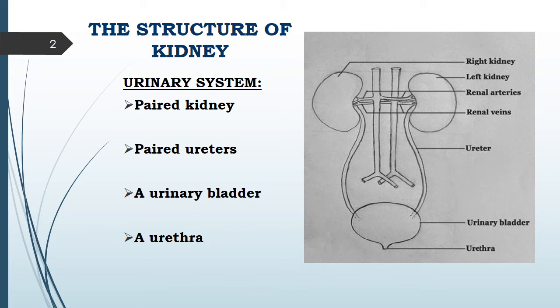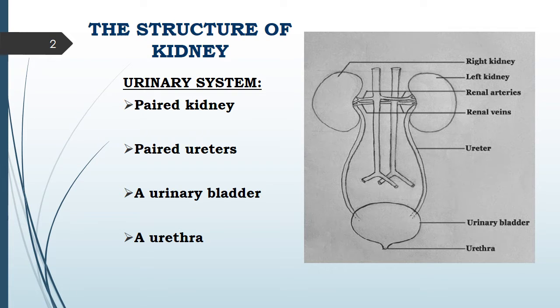We all know that the urinary system is composed of a paired kidneys, a paired ureters, a urinary bladder and a urethra. In the picture, we can see the left and right kidneys, the ureters, the urinary bladder and the urethra. And also the renal arteries and renal veins are present in the picture. The renal artery brings the blood with the waste product to the kidney to be cleansed, and after the blood is cleansed, it is returned to the heart via the renal veins.